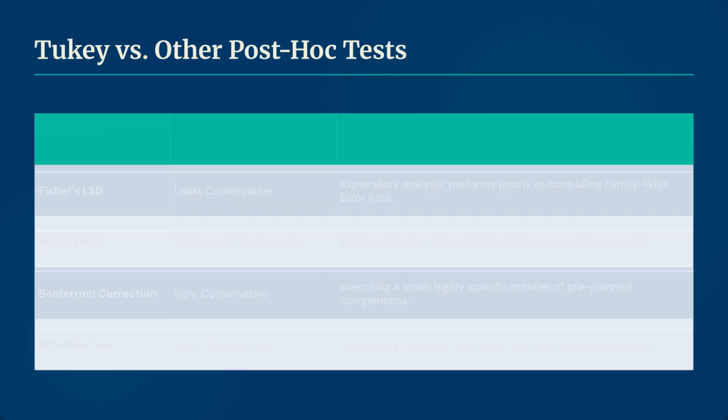statistical superiority. Tukey's HSD is moderately conservative compared to other post-hoc tests. Fisher's LSD is least conservative, while Bonferroni correction is very conservative. Scheffé's test is the most conservative and is used for complex, non-pairwise contrasts.